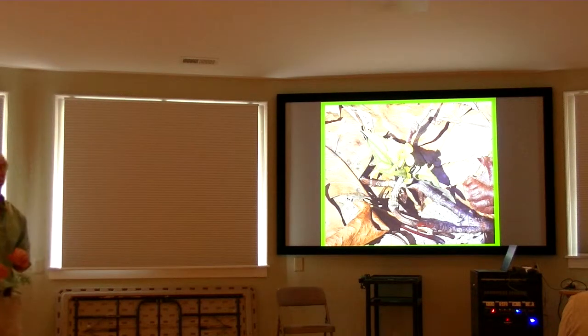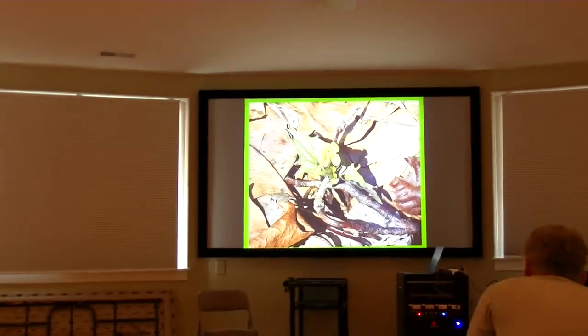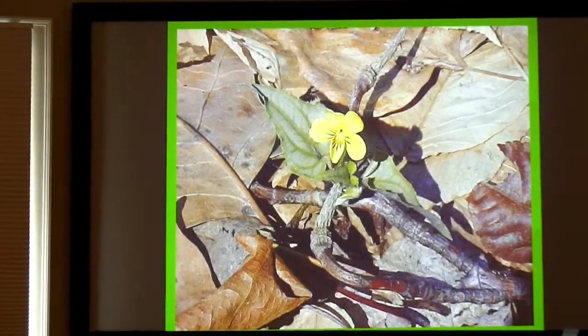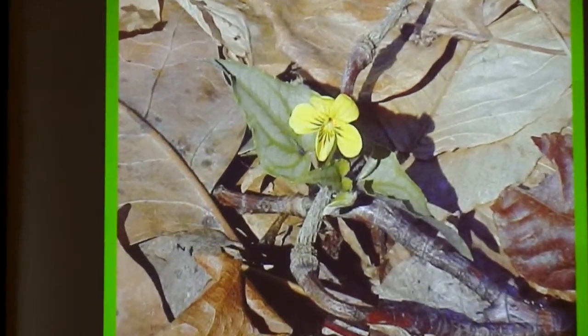Now, here's an example. We see these everywhere. There's large numbers and large diversity, but violets, and look, there are the pollen guides. Pollen guides guiding them in.